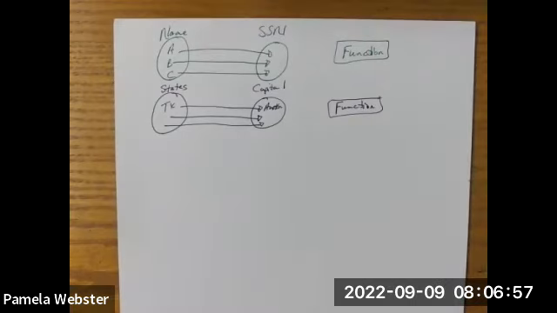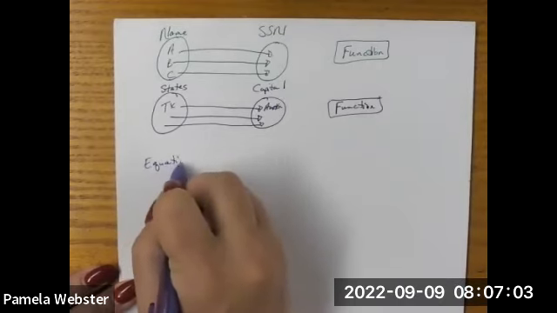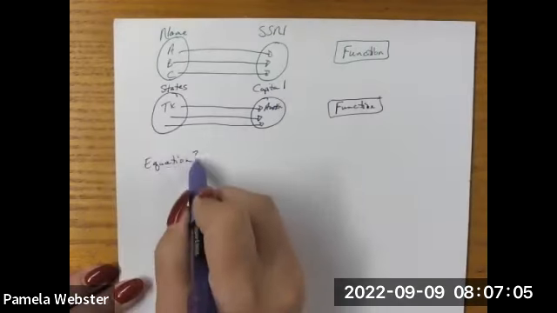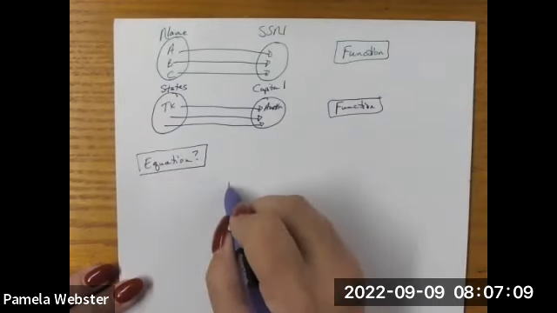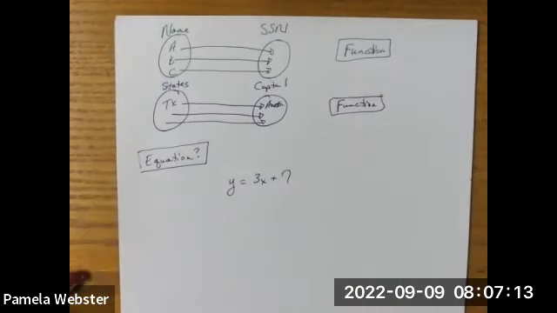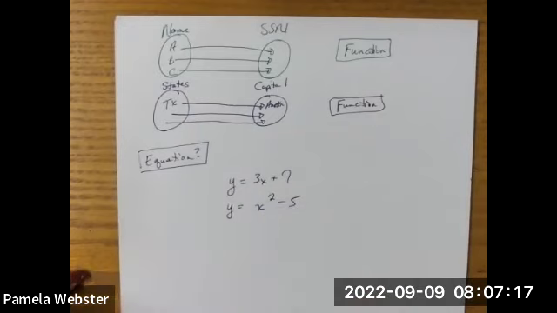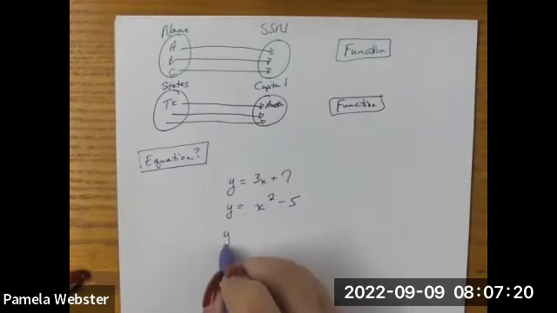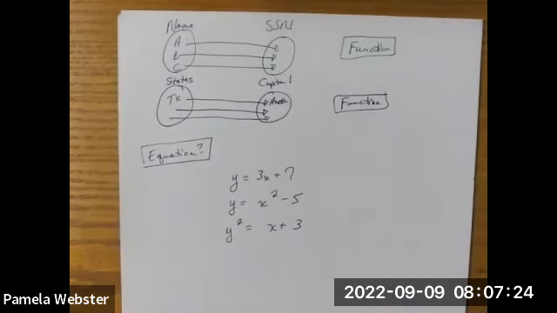All right, what if it's an equation? So these up here are when it's a mapping. What about an equation? You're going to see stuff that looks like y equals 3x plus 7. Y equals x squared minus 5. And y squared equals x plus 3.